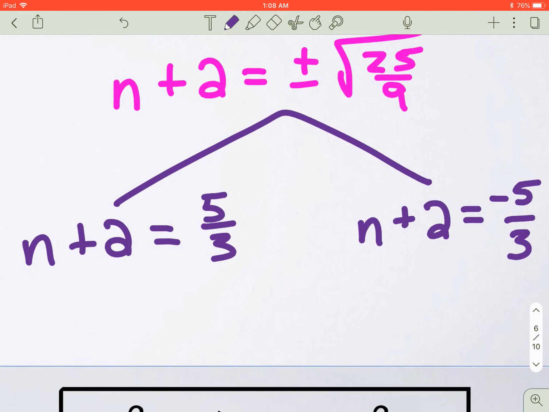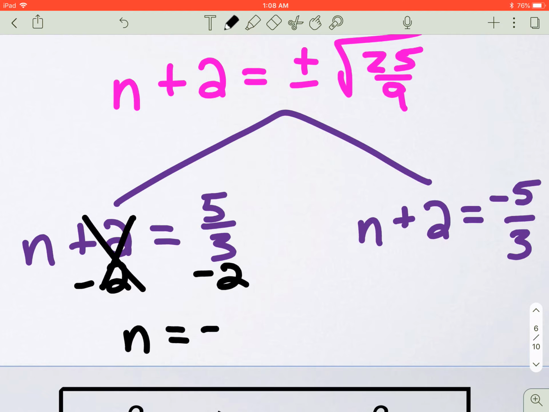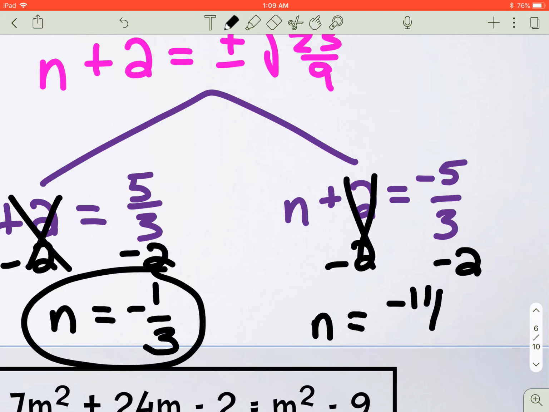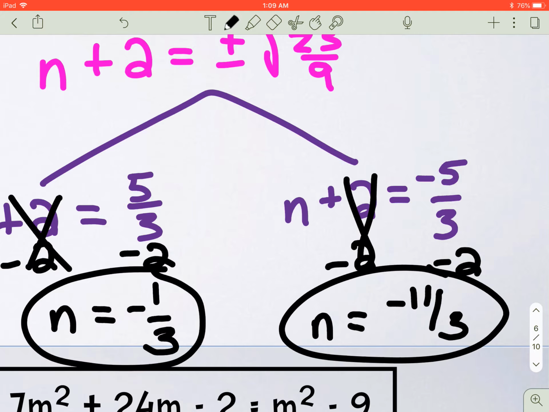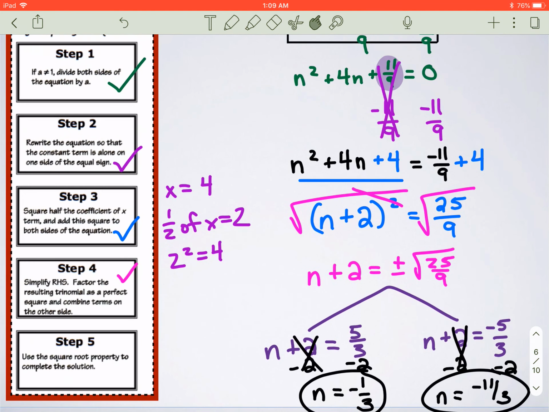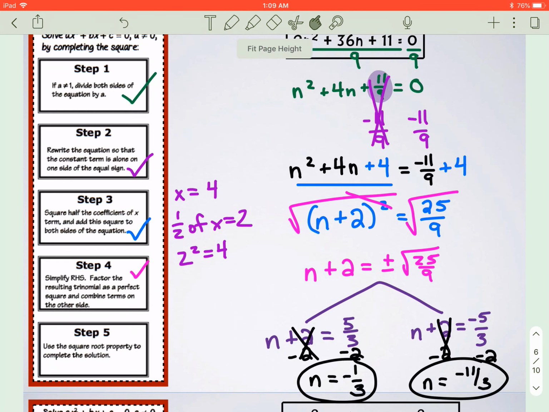And just because I'm running out of space here, I think you guys probably can understand how I would do this. I would subtract 2, subtract 2. That would cancel out, so I'd be left with n equals a negative 1/3 for the left-hand side. And if I subtract 2, I'd be left with n equals a negative 11/3 on the right-hand side. So there is another example of how to complete the square.